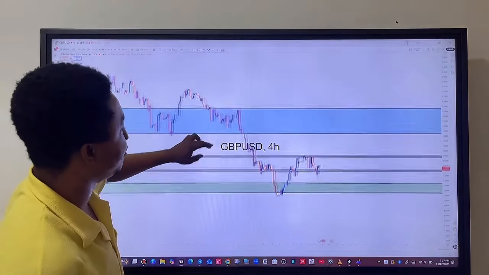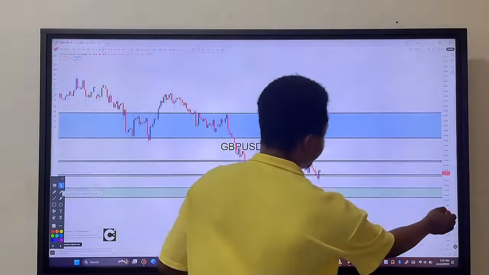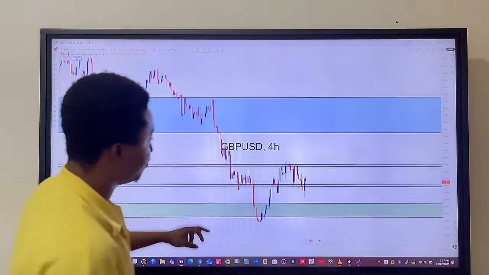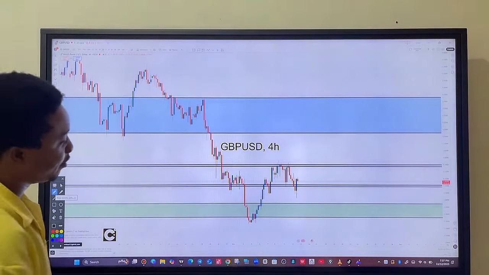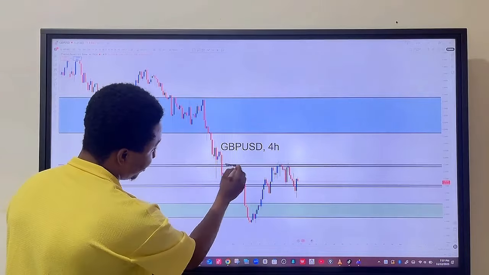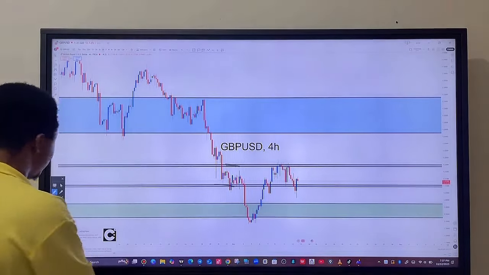Alright, so this is the 4 hour time frame of GBP USD. Now GBP USD on the 4 hour time frame, we are seeing the emergence of what? This uptrend. We have the daily, the 4H upper and then the 4H lower zone as well.